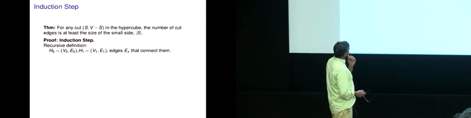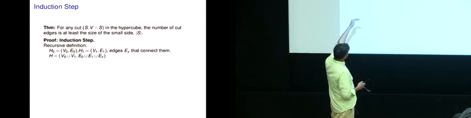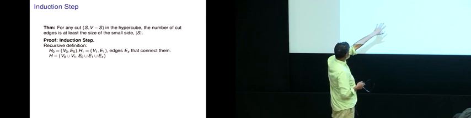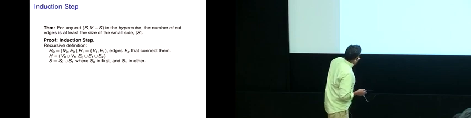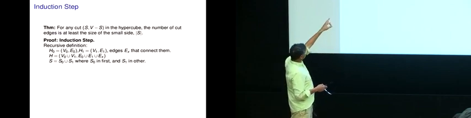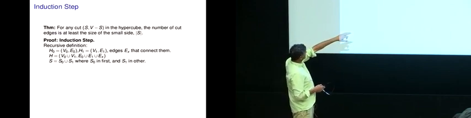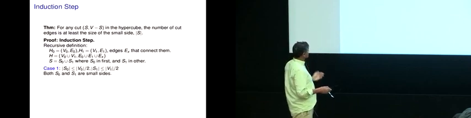Okay, so case 1. These are recursive definitions just to get it set up. There's the vertices and edges in hypercube 0 and vertices and edges in hypercube 1. The whole hypercube is the union. Now I'm thinking of S0, where S0 is a subset of V0 and S1 is a subset of V1. It's just exactly this picture we said.